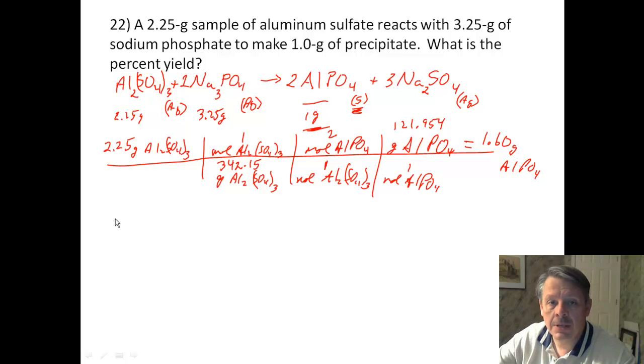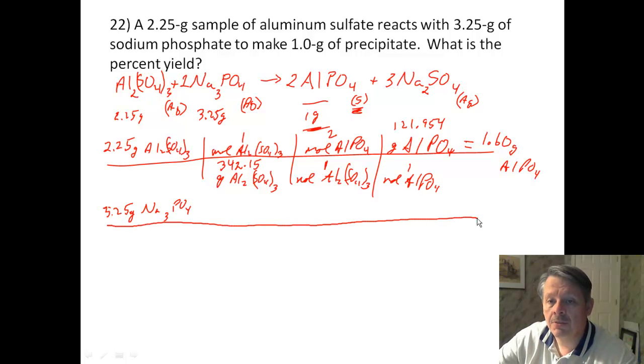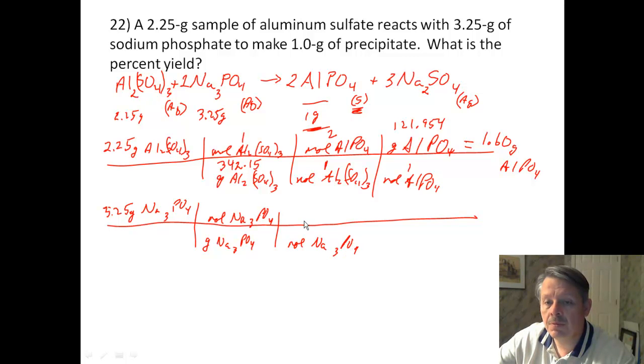Okay, let's do it again. And this time we're starting with 3.25 grams of sodium phosphate. Let's see what happens here. I have to figure out which one is limiting. So we go from grams of sodium phosphate to moles of sodium phosphate. We go from moles of sodium phosphate to moles of aluminum phosphate. Now we go from moles of aluminum phosphate to grams of aluminum phosphate. Well, those last 3 things we can copy from directly above, 121.954 in 1 mole.